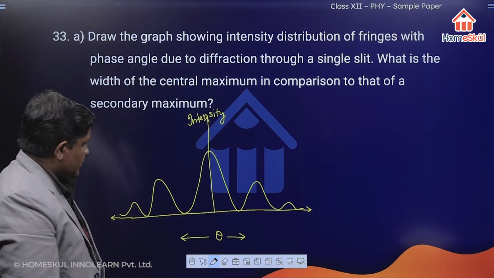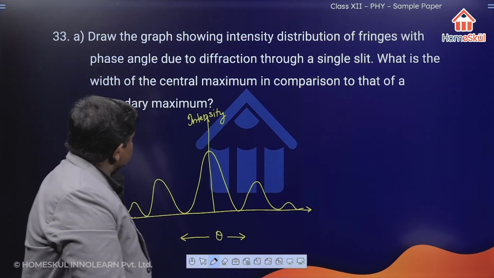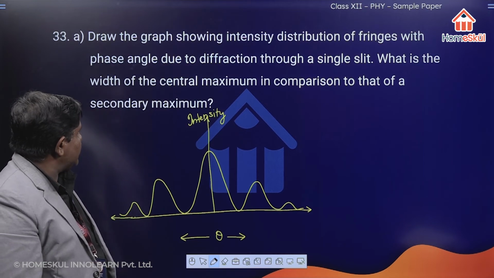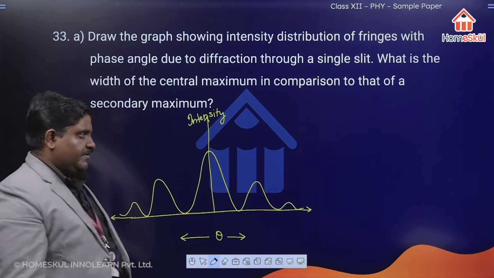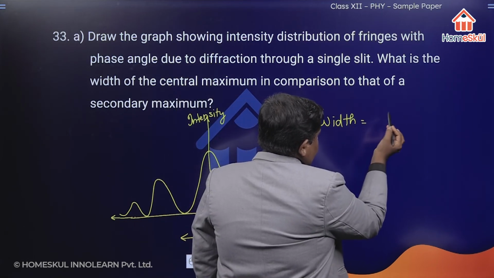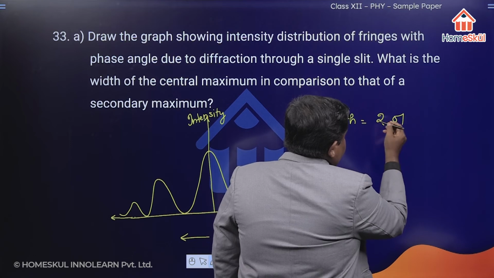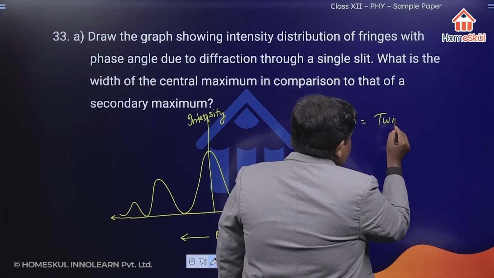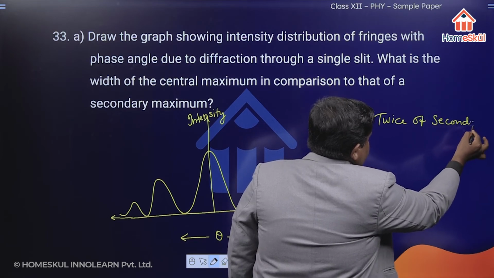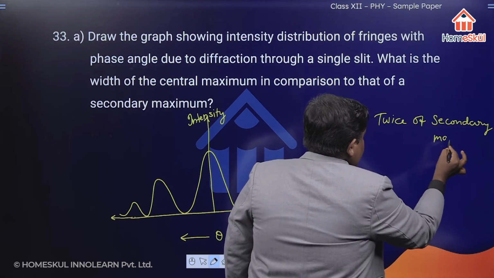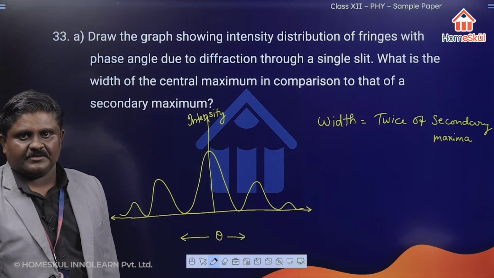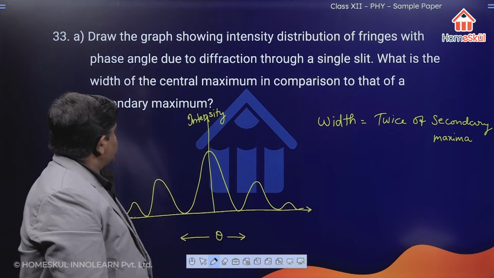So this is the shape of the graph. Clear? Now the second question: what is the width of the central maximum in comparison to that of the secondary maximum? We have the equation for the width of the central maximum as twice the secondary maximum. So that is the answer for the second question.